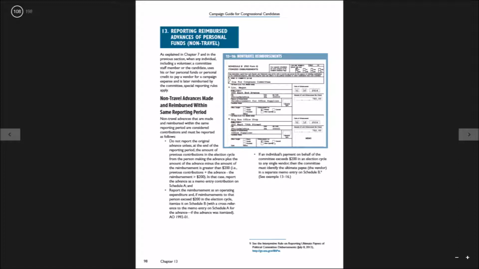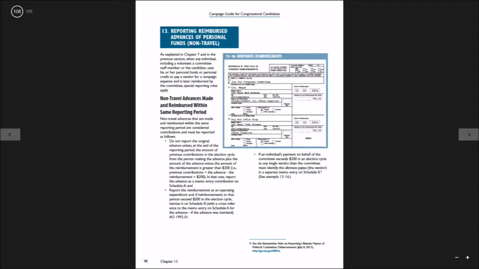Non-travel advances that are made and reimbursed within the same reporting period are considered contributions and must be reported as follows. Do not report the original advance unless, at the end of the reporting period, the amount of previous contributions in the election cycle from the person making the advance plus the amount of the advance minus the amount of the reimbursement is greater than $200, i.e. previous contributions plus the advance minus the reimbursements over $200.